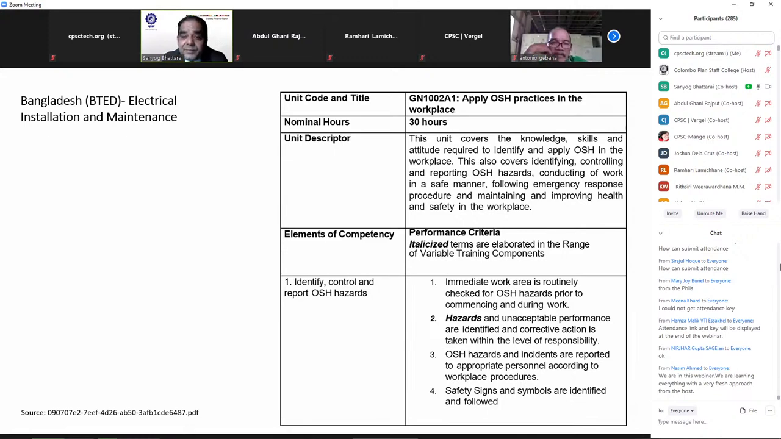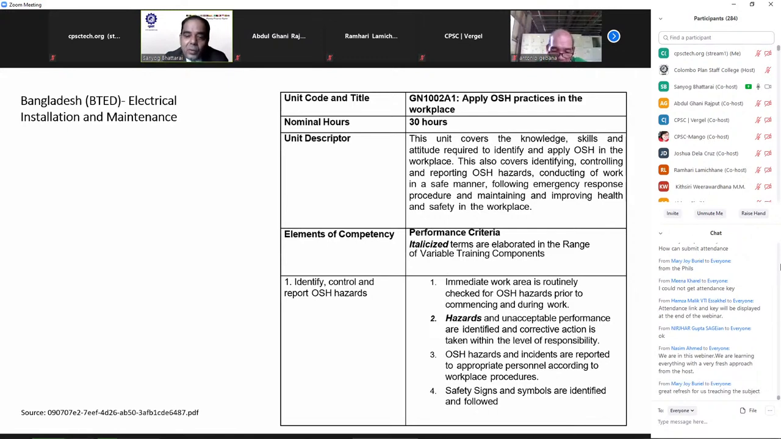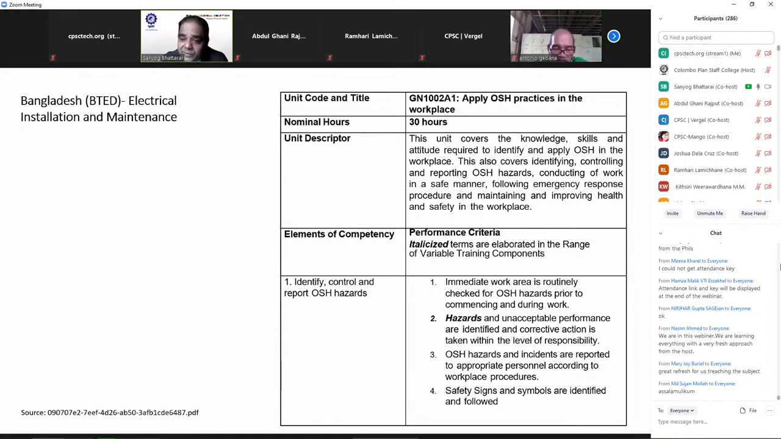You can read the unit descriptor: the unit covers the knowledge, skills and attitude required to apply OSHS. Then the elements of competency and performance criteria are given. The first element is identify, control and report OSHS hazards. So the student will learn how to identify, control and report OSHS hazards to the respective person or department. The immediate work area is routinely checked for OSHS hazards prior to commencing and during work.